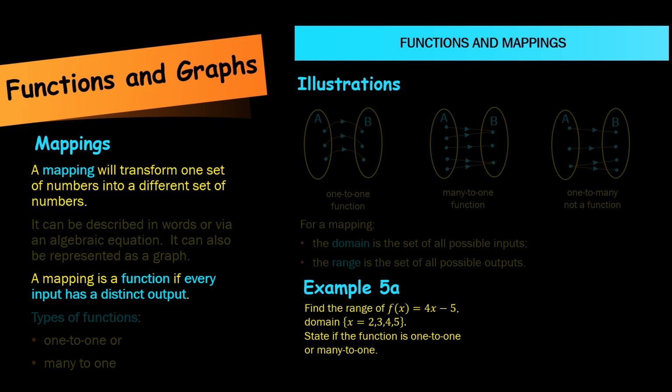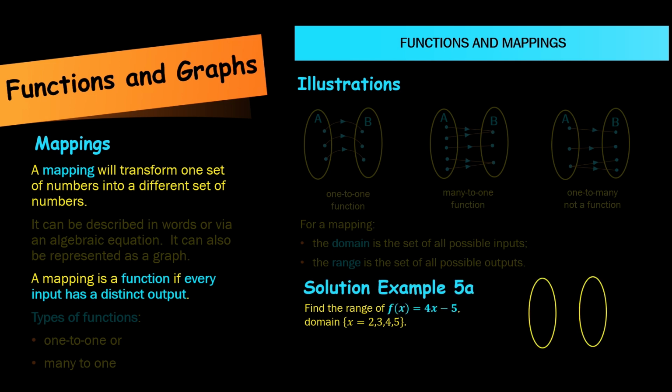We are required to find the range of f of x equals 4x minus 5 for the domain x equals 2, 3, 4, and 5. We are also required to state if the function is one-to-one or many-to-one. So let's solve part A first.